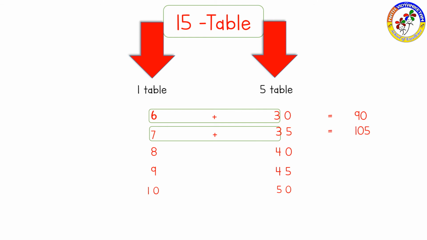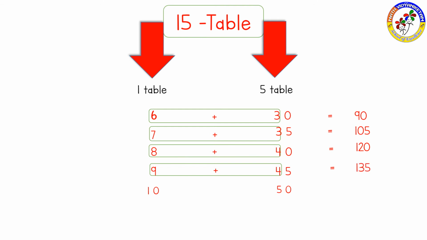Now 8 plus 4. 8 plus 4 how much? 12 and write 0 as it is, that is 120. Now 9 plus 4. 9 plus 4 is 13 and write 5 as it is, that is 135. Now 10 plus 5. 10 plus 5 how much? 15 and write 0 as it is, that is 150.